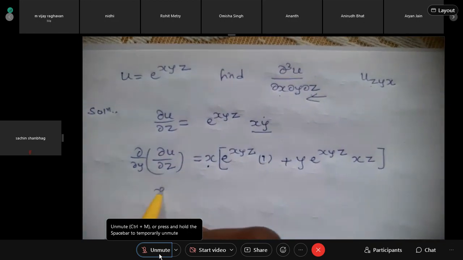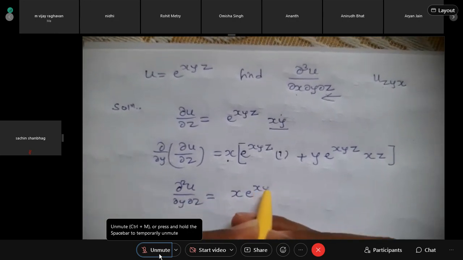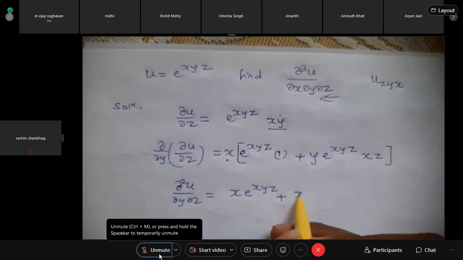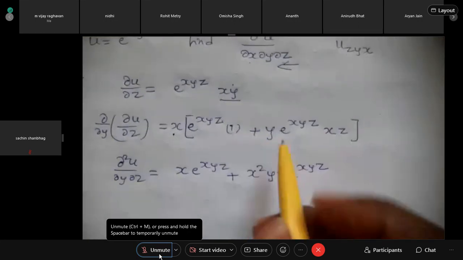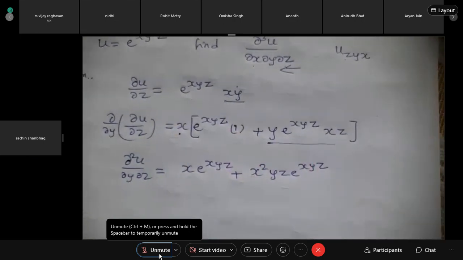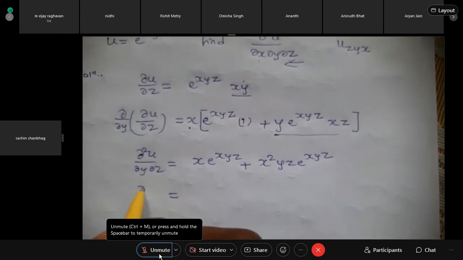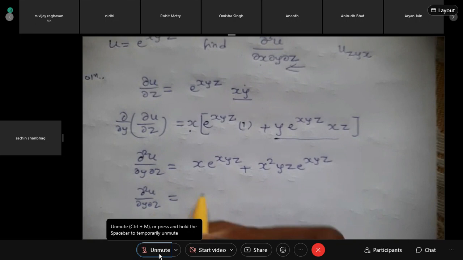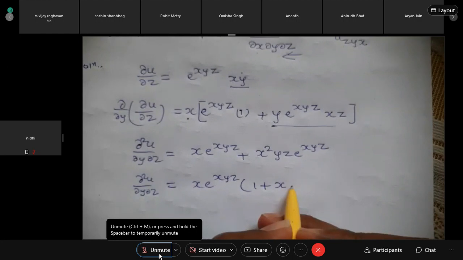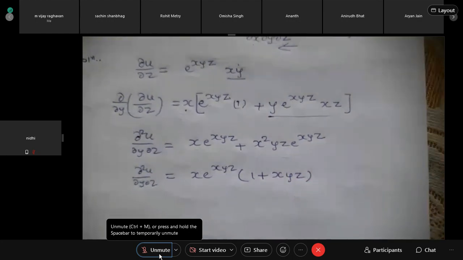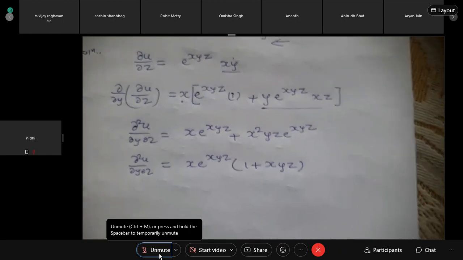So it is ∂²u/∂y∂z, that is x into e power xyz plus x square yz e power xyz. Am I correct? Yes, sir. If I take x and e power xyz common, it becomes x e power xyz into (1 plus xyz). I hope it is correct. Is it correct? Yes, sir.